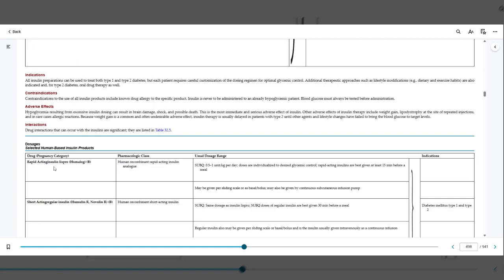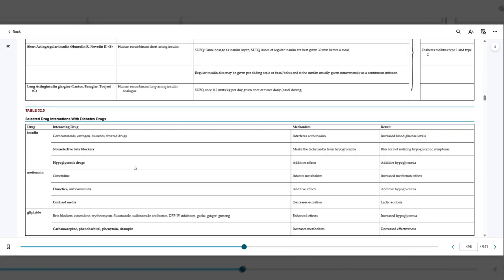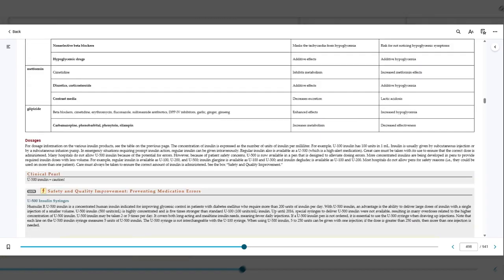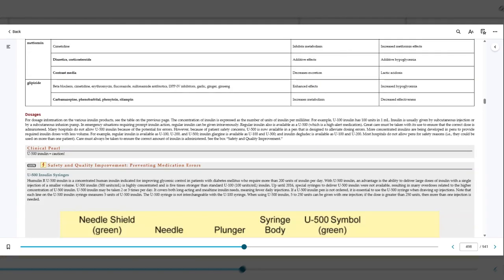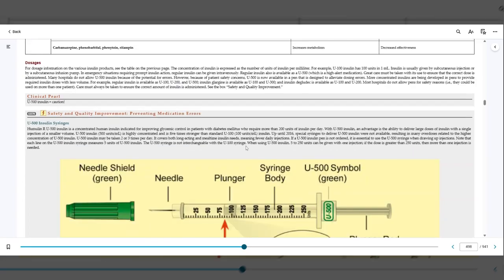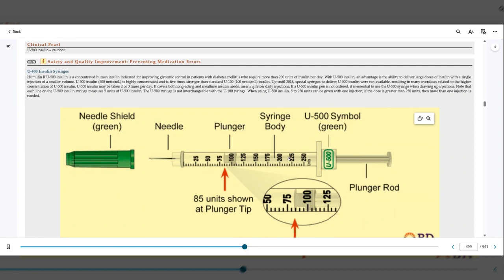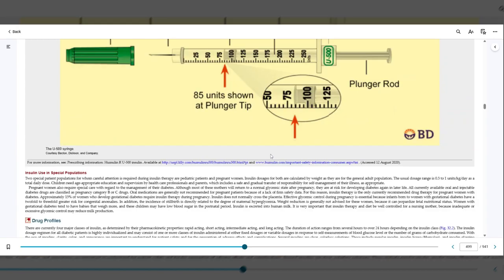We have to look at rapid acting insulin, short acting insulin, intermediate acting insulin, and long acting insulin, as well as fixed combination insulins. They're showing you here the specific type of syringe that we use to draw up insulin. It usually has a green cap, and on the syringe itself, it's in units, not milliliters. So keep that in mind when we're seeing that.